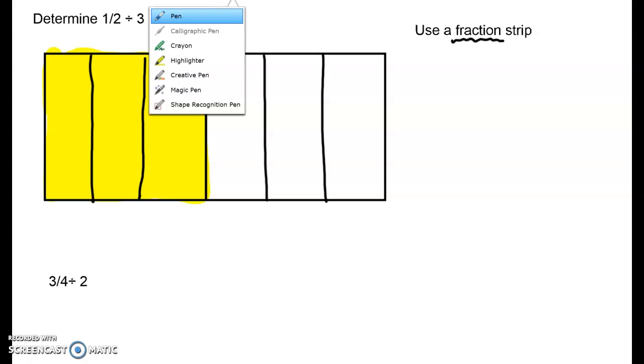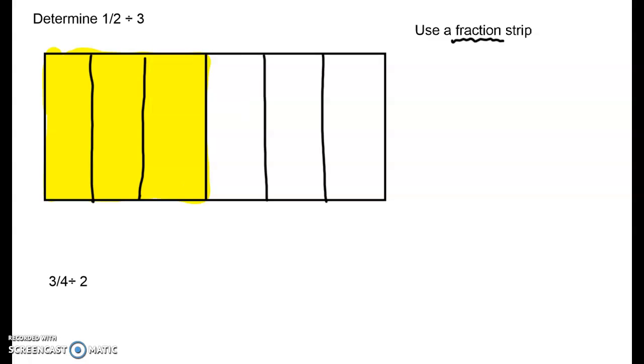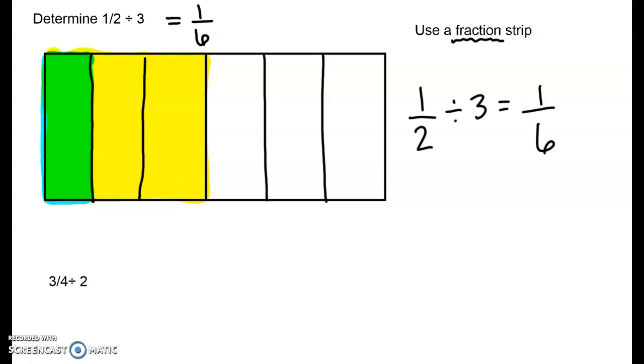Now, if I take the yellow part and divide it by 3, what I get is this portion. Half divided by 3. And now the green portion, I can see equals 1/6. Okay, if I write the work over here, I have a half divided by 3 equals 1/6.